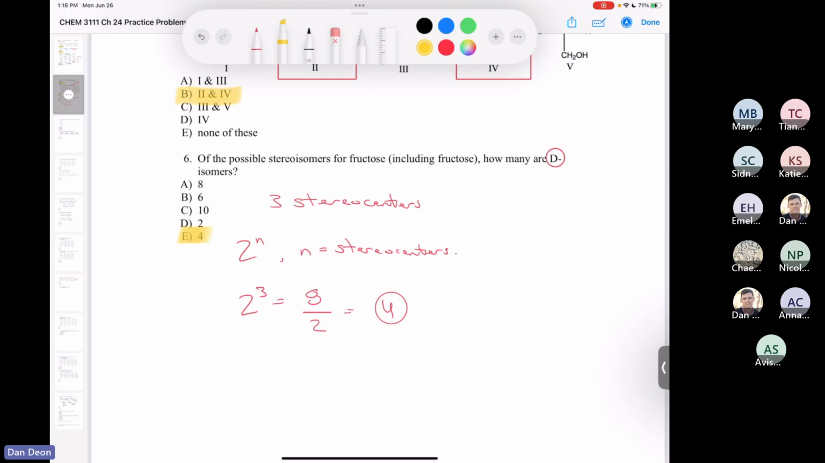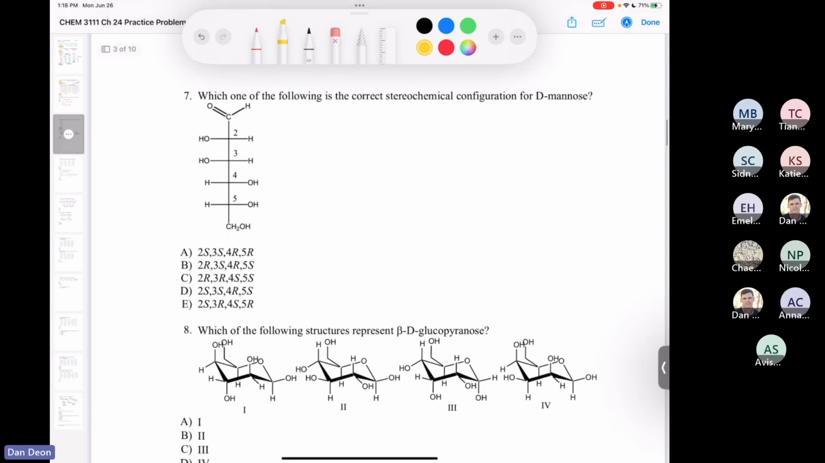And something that you're going to see when we get into the next chapter, chapter 25, when we're dealing with amino acids, the L amino acids are the natural ones, and the D are the unnatural ones. Kind of annoying, but that's just the way that nature made it, all right? Anyhow, which one of the following is the correct stereochemical configuration for D-mannose?